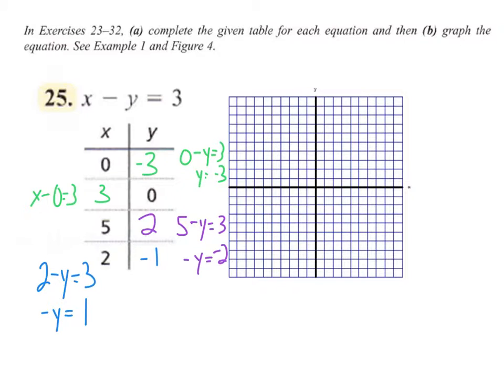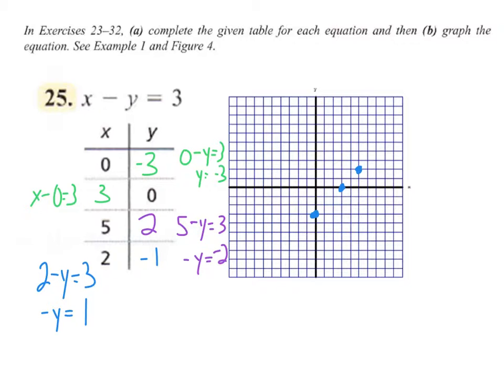Let's see, if we look at those points, starting from the top, we have (0, -3). So from the origin, we don't go left or right at all, we just go down 3. Then we have (3, 0). So from the origin, we go right 3, but not up or down at all. We have (5, 2). So from the origin, we go right 5, up 2.